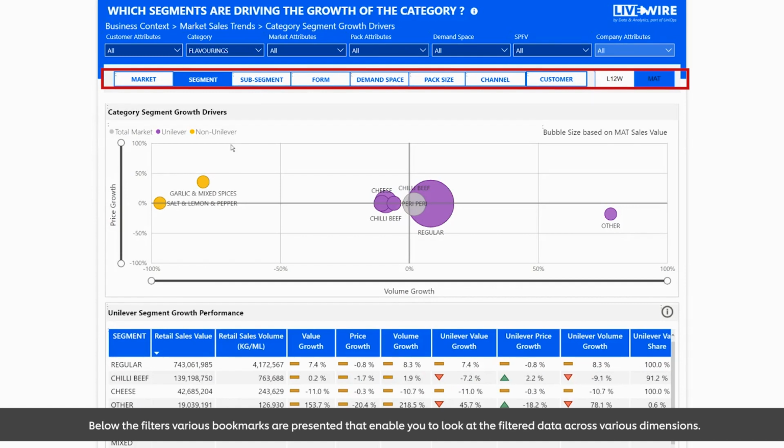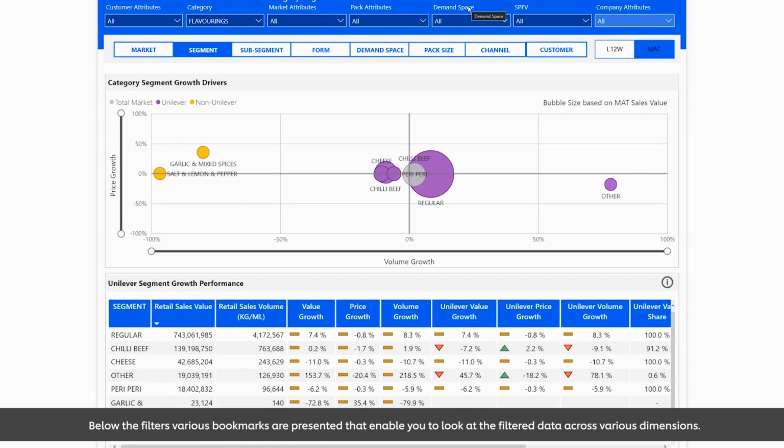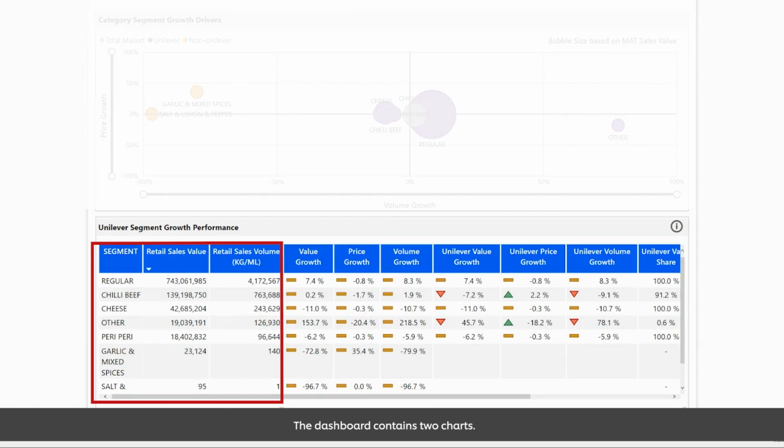Below the filters, various bookmarks are presented that enable you to look at the filtered data across various dimensions. The dashboard contains two charts. The left chart contains a breakdown of the total spend into a volume and average price per unit component.